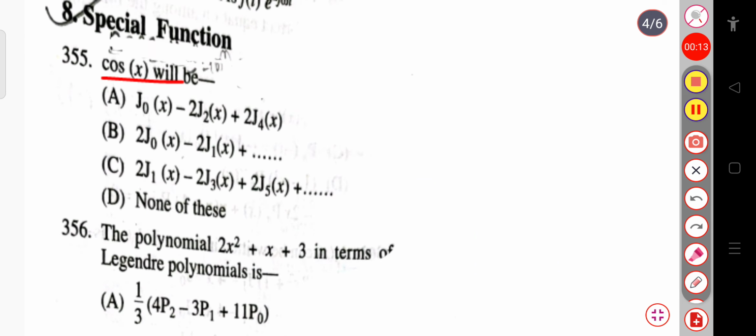For the Bessel function, we represent it as Jn of x. So here the question is, the cos x can be represented in terms of the Bessel function. If I directly say the answer, it will be J0 of x minus 2 J2 of x plus 2 J4 of x and so on.